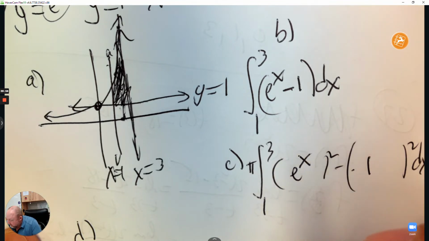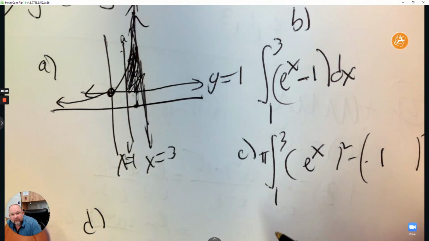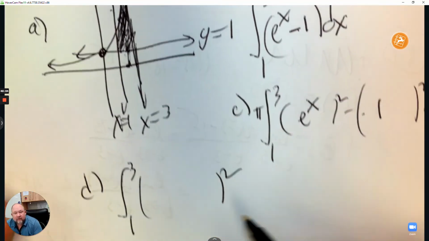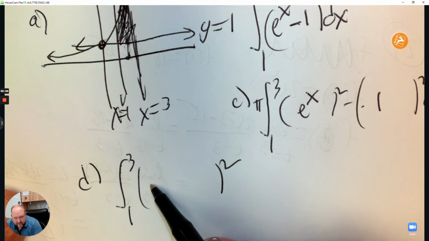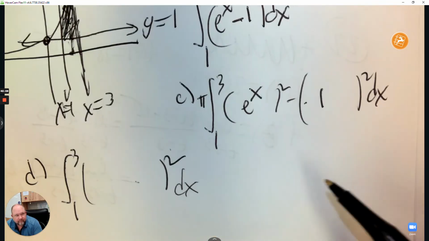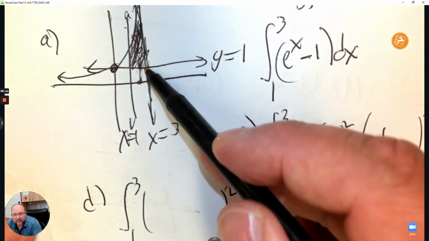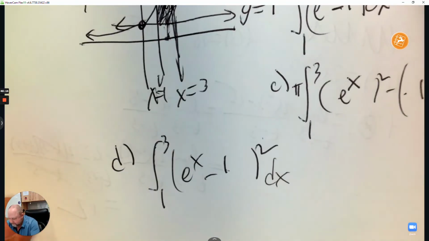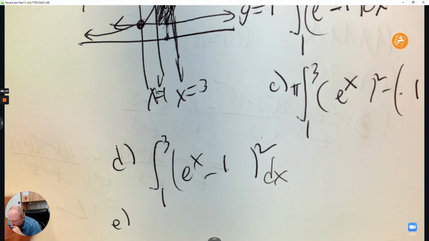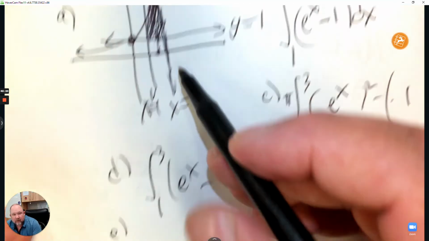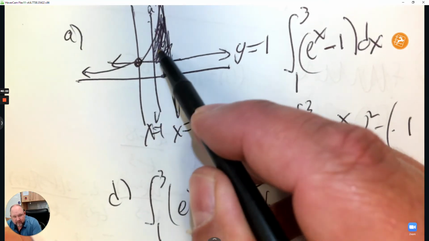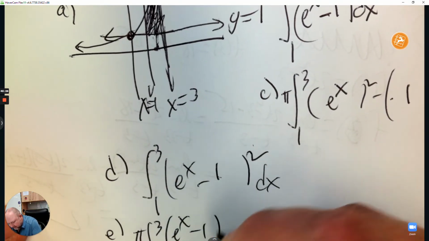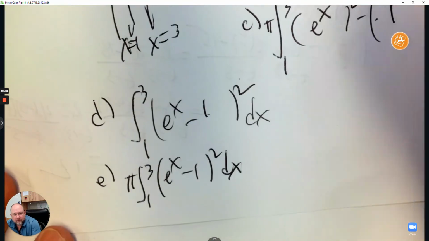D, the volume by square cross sections. Not revolving, just a square, so it's still 1 to 3. Square just means the base squared. So it's just top subtract bottom, so that's e to the x subtract 1. E, the volume solved by revolving around y equals 1. If you revolve around y equals 1, there's no space, there's one circle. And again, it's top subtract bottom for the radius.